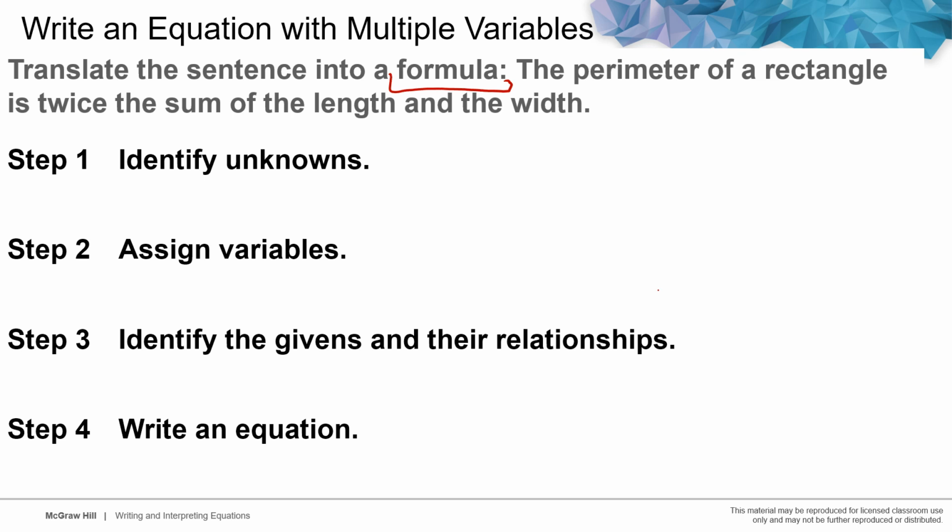So it says the perimeter of a rectangle is twice the sum of the length and the width. Did they give us an amount for the perimeter? No, so we don't know what the perimeter is. And I'm going to say perimeter is P. When we're doing formulas, it's helpful to just use the first letter of the word. All right, what else do we not know?